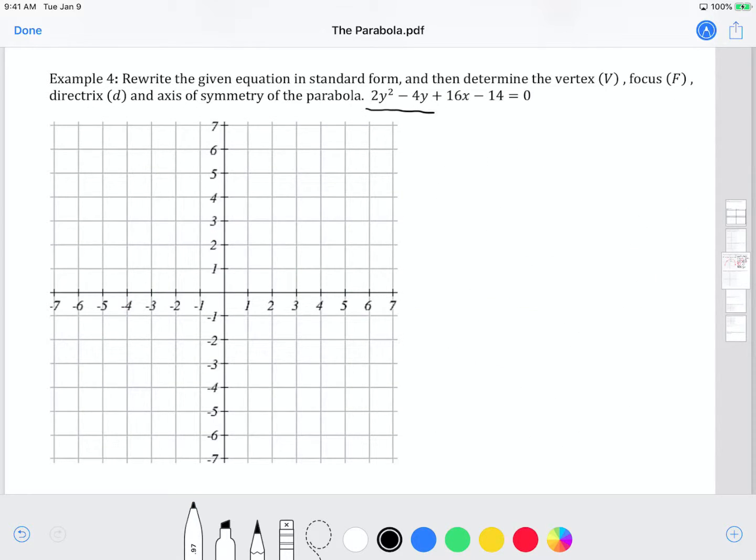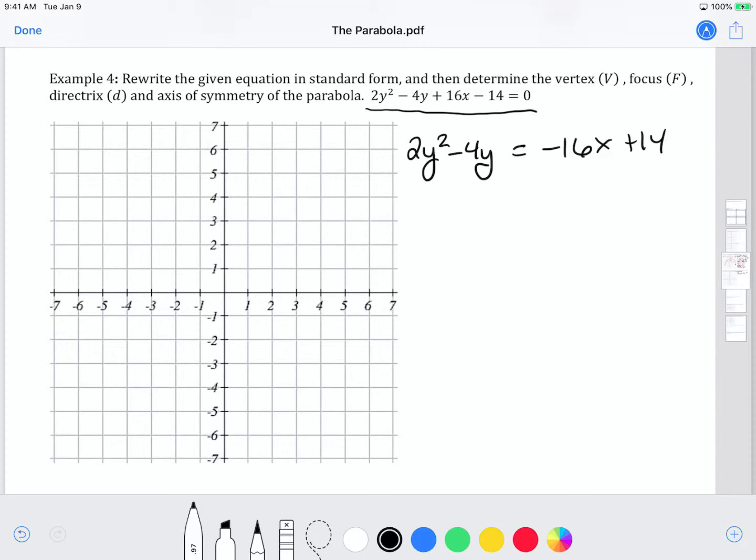On this one here, again, we're going to have to complete the square. But notice what's being squared. It's the y that's being squared now. So this is going to open up either left or right. And once we put it in standard form, we're going to look at that coefficient that's in front of the parentheses, our value p, and determine whether it opens to the left or to the right. So anything that's not y needs to be moved to the other side, and we need to complete the square. So I have 2y squared minus 4y. And I'm going to subtract the 16x and add 14 to both sides.